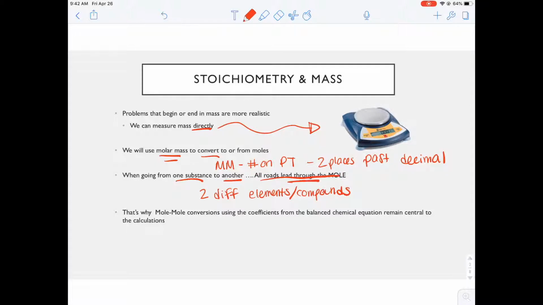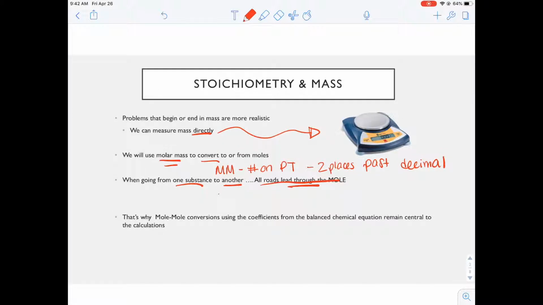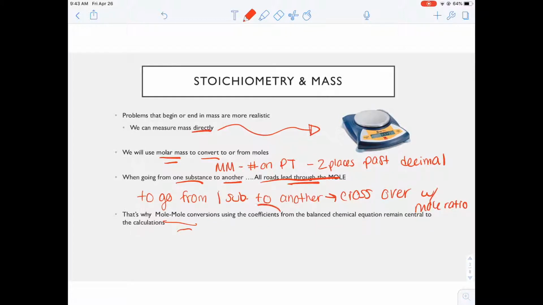And when I say all roads lead through the mole, what I mean is to go from one substance to another, we need to cross over with a mole ratio. That is the only way we can get from one substance to another. Otherwise you're only staying at one type of substance, one piece of our chemical equation. And that's why those mole conversions are important. That's why coefficients are important from our balanced chemical equation. They still really, really matter here.